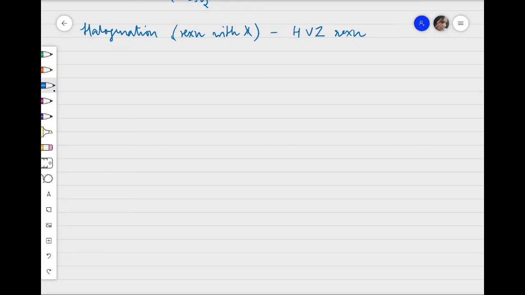The reaction is that aliphatic acids react with chlorine or bromine in presence of a catalyst, which is generally phosphorus or iodine, etc. And what happens is that in this process it will undergo alpha halogenation.